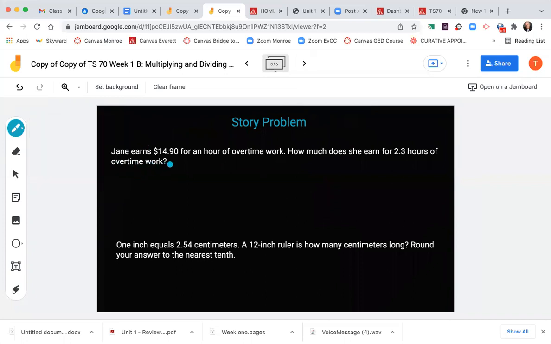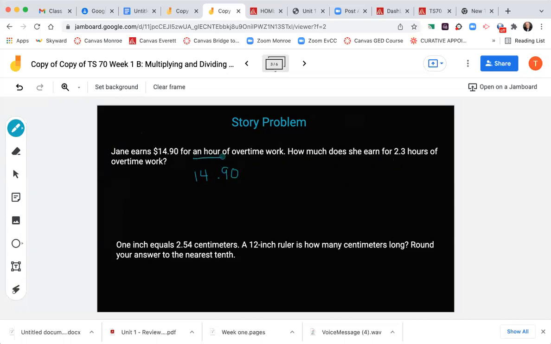Jane earns $14.90 for an hour of overtime. How much does she earn for 2.3 hours of overtime? Okay, this is a story problem. It's actually a multiplication problem because we just learned how to multiply, okay? So she makes $14.90 for her overtime work. That's per hour, okay?